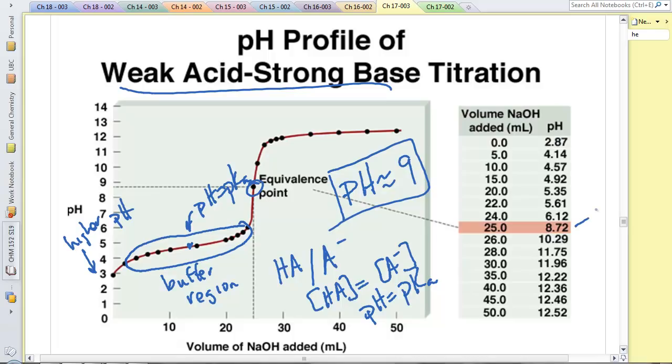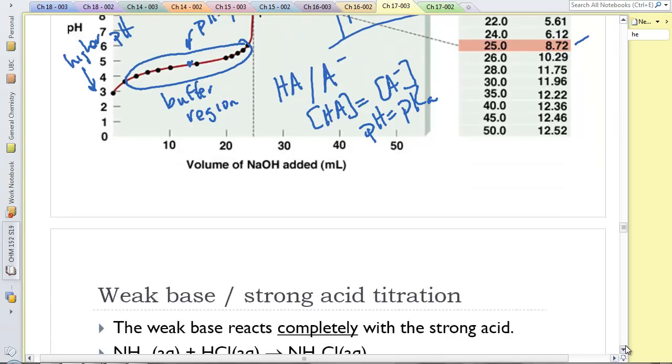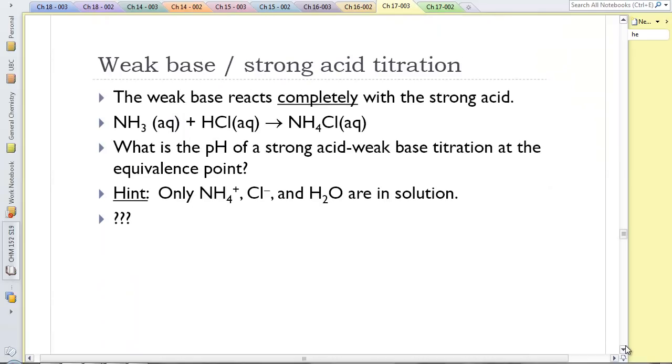This one happens to be 8.72. Okay, but it's somewhere around 9. It's greater than 7. Okay, so make sure you know that. Make sure you know what species in solution is making that pH greater than 7. What is it? It's the conjugate base of that weak acid that makes the pH greater than 7. All right, let's talk about the other situation, then we'll do a few problems.